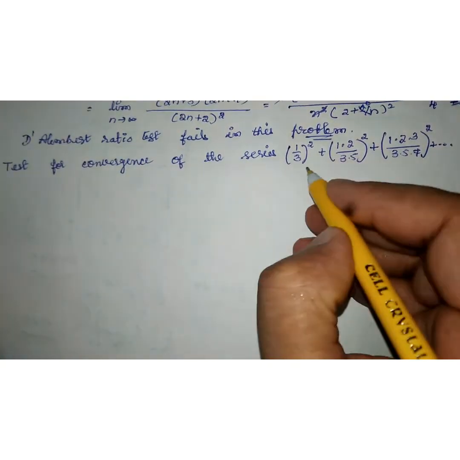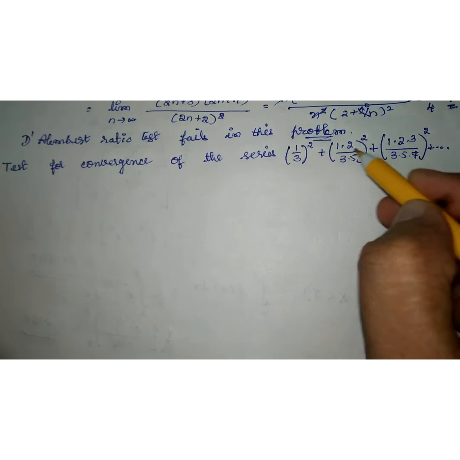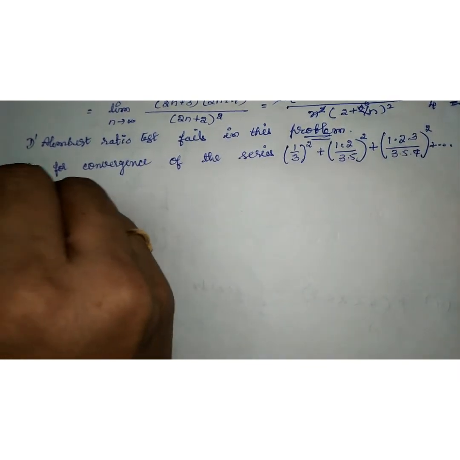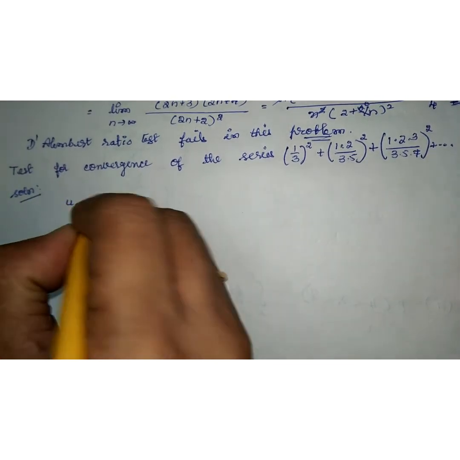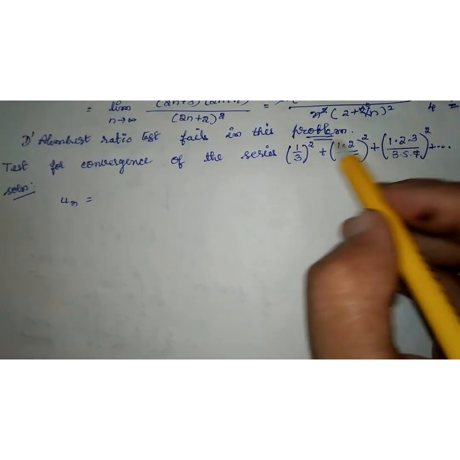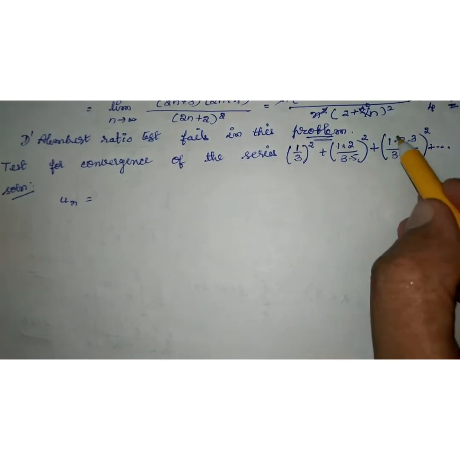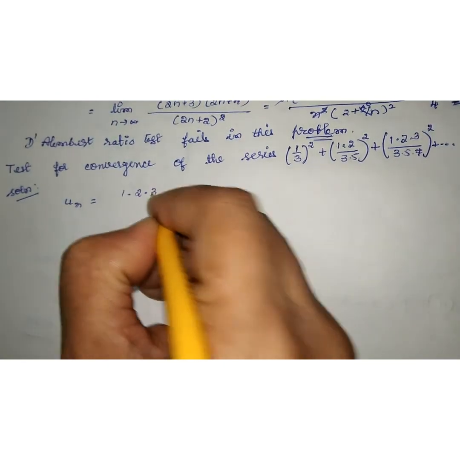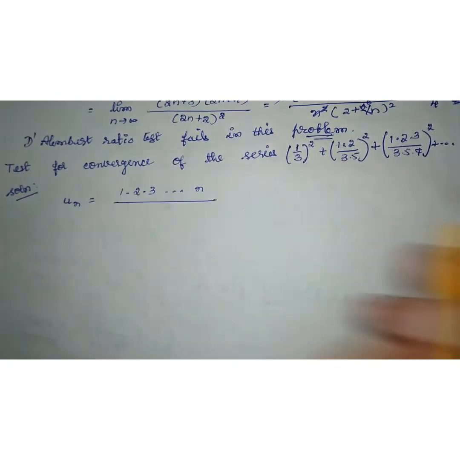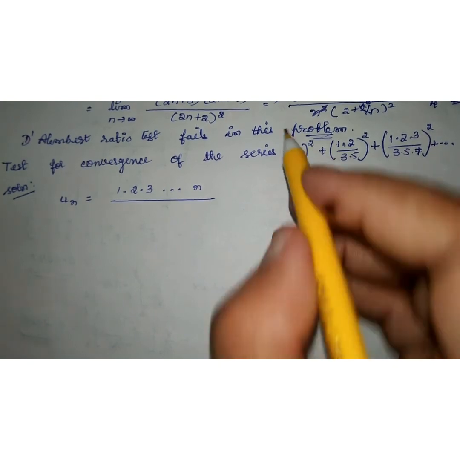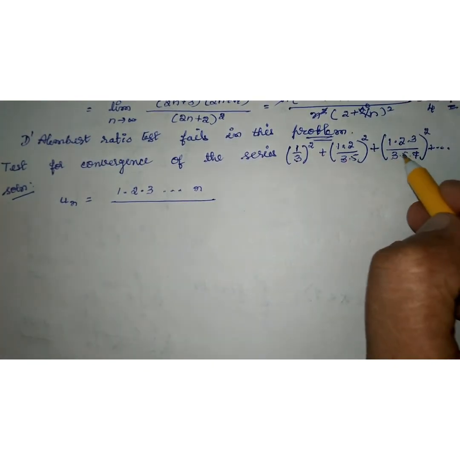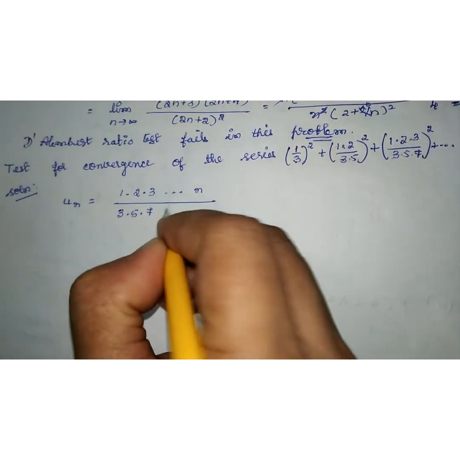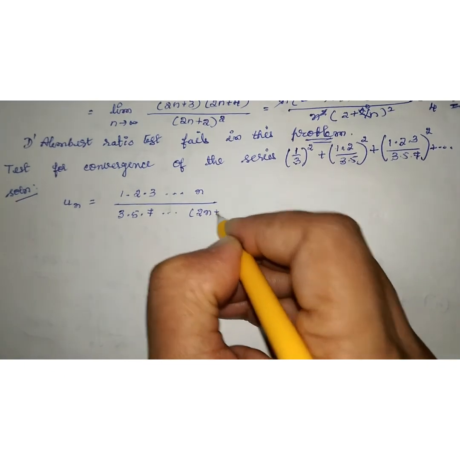Test for the convergence of the series (1 by 3) whole square plus (1 into 2 by 3 into 5) whole square plus etc. So first let us try to find un. Just observe the terms. It is 1, 1 into 2, 1 into 2 into 3, like that. In the nth term, we can assume we'll have the product of n natural numbers. Then next 3, 3 into 5, 3 into 5 into 7, like that. So we can assume it is 2n plus 1.